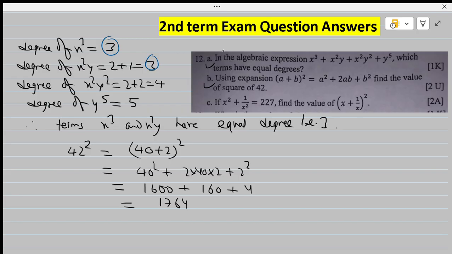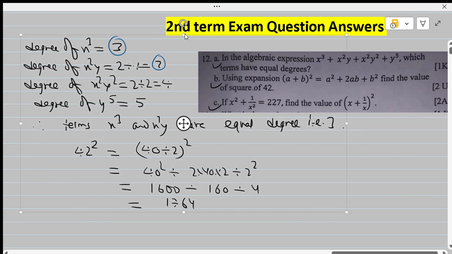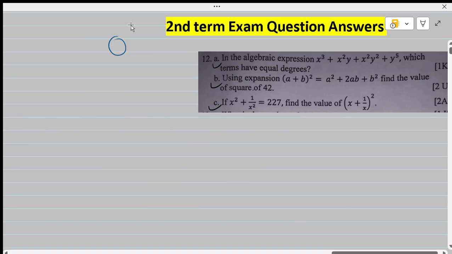Now I go with part C. So let's make this clear. Okay, so in part C, what is said here?